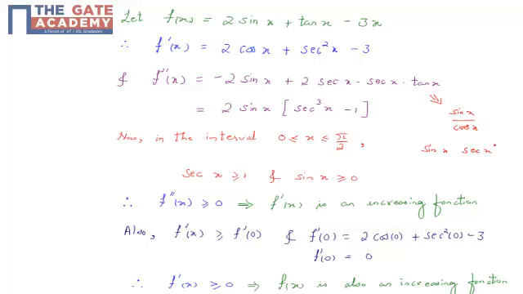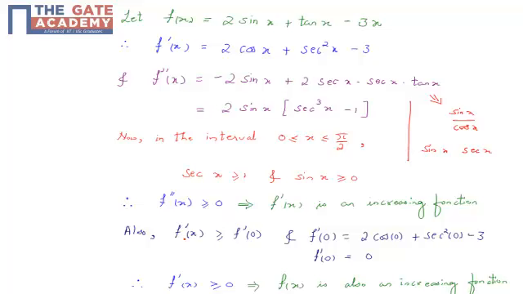Now in the given interval 0 to pi by 2, sec x is always greater than or equal to 1 and sin x is also always greater than or equal to 0. So I can say that f double dash of x is always greater than 0. This means that f dash of x is an increasing function.